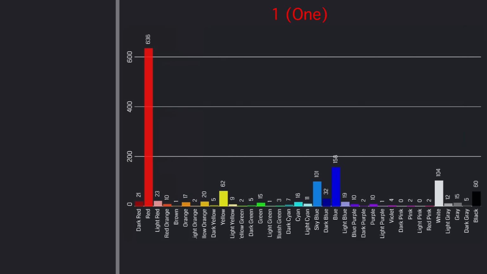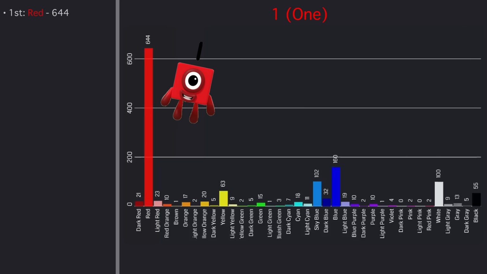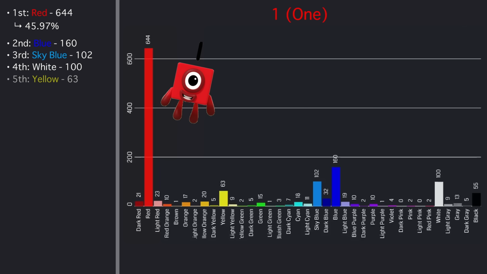The number 1 was red, not only because the Number Block 1 is red, but also because, as you've seen throughout this series, people have a tendency to give red to the first thing in a sequence, since it's the start of the rainbow, and well yeah, number 1 is the first number obviously.